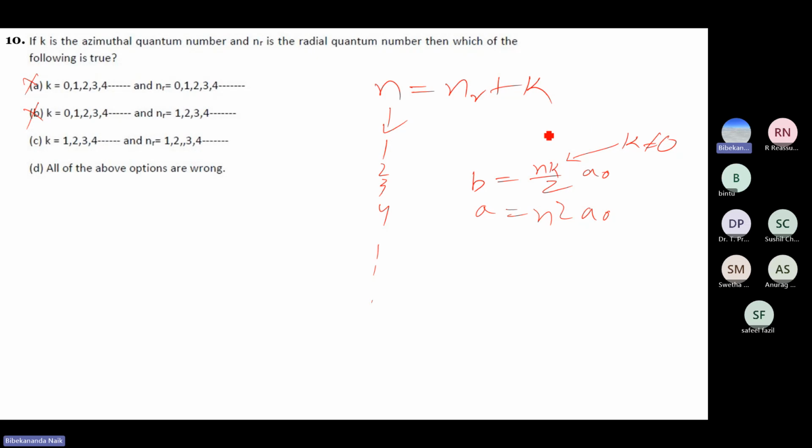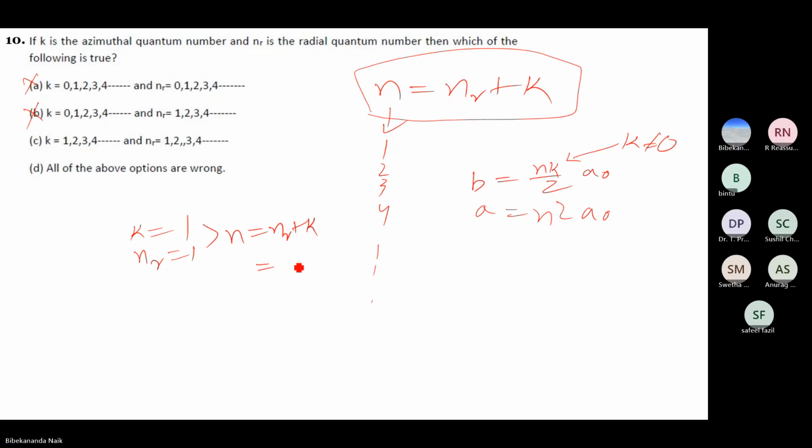But here if you see, this n_r is not n. This n is n_r plus k. So suppose the lowest value of k is 1 and the lowest value of n_r is 1. Since n is n_r plus k, the lowest value of n will be how much? 1 plus 1, 2. But it is wrong. n always starts from 1.